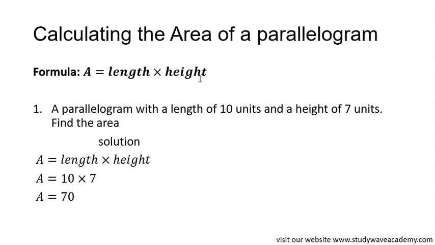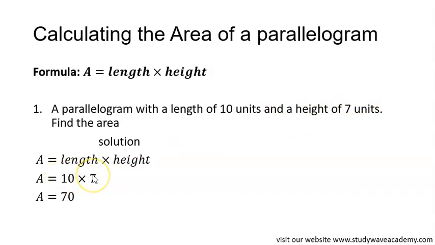So we're going to be looking at an example to help us use this formula. A parallelogram with a length of 10 units and a height of 7 units. Find the area. So we're going to be using this formula, A, which is area, equals length times height. The length here is 10 units, so we have 10, and the height is 7, so we have 7, okay?